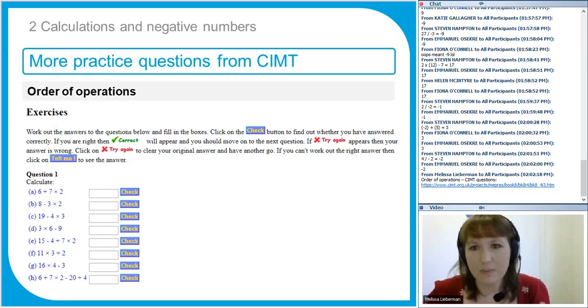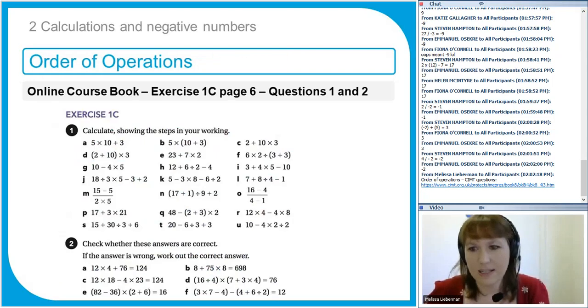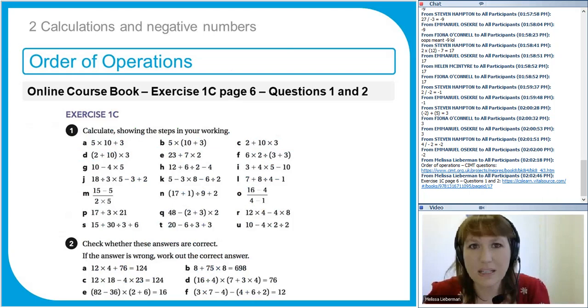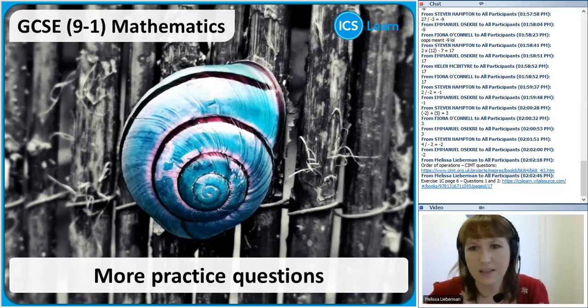So here's some more order of operations questions for you to practice. There's some examples in the textbook as well. Just do questions 1 and 2. Don't worry about the rest of the exercise. That should be enough practice for you. So questions 1 and 2. And even if you plan to do higher tier, just do the ones in the foundation tier book. I think that the questions are the same in the higher tier book if you do those 6 same exercises.